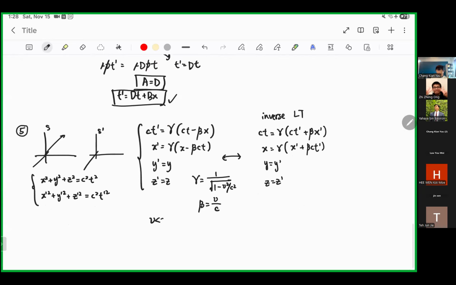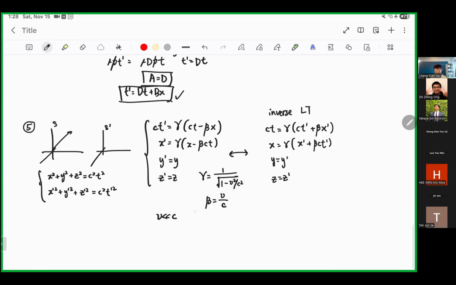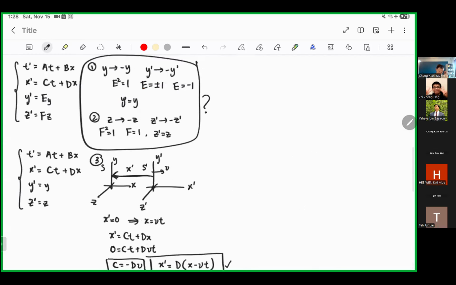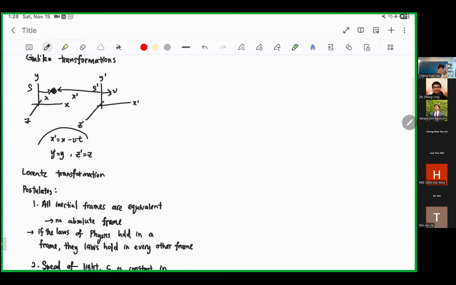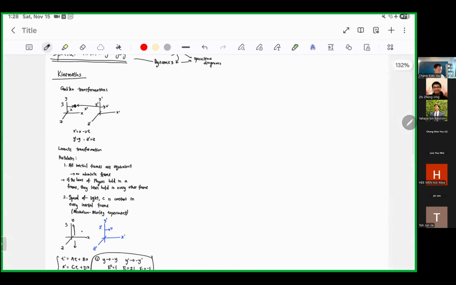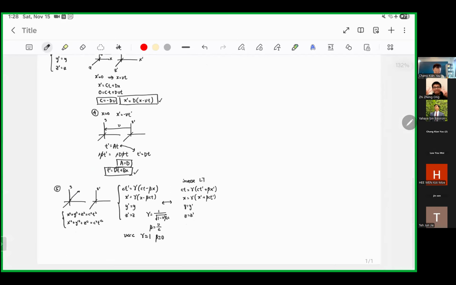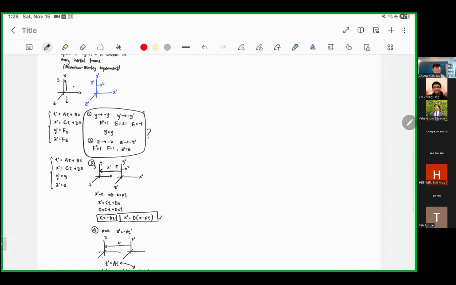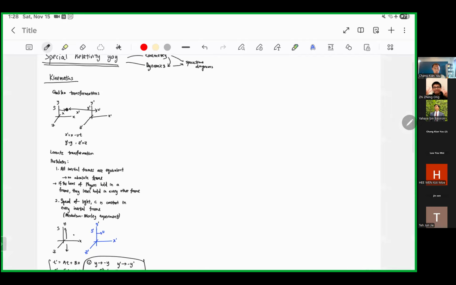If v is much smaller than c, then gamma would be approximately 1, and beta would be approximately 0. And then you can check that it goes back to the original Galilean transformations here. So that's it for the Lorentz transformation. Okay, we can move on to the cool effects if nobody has questions.